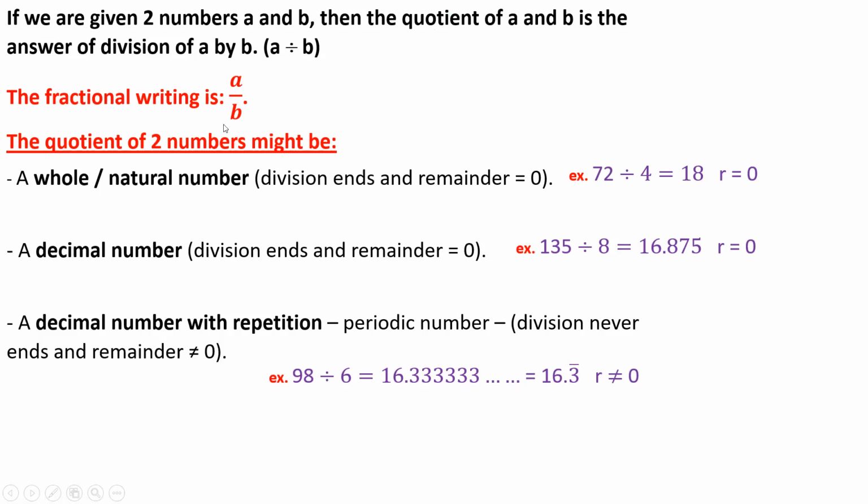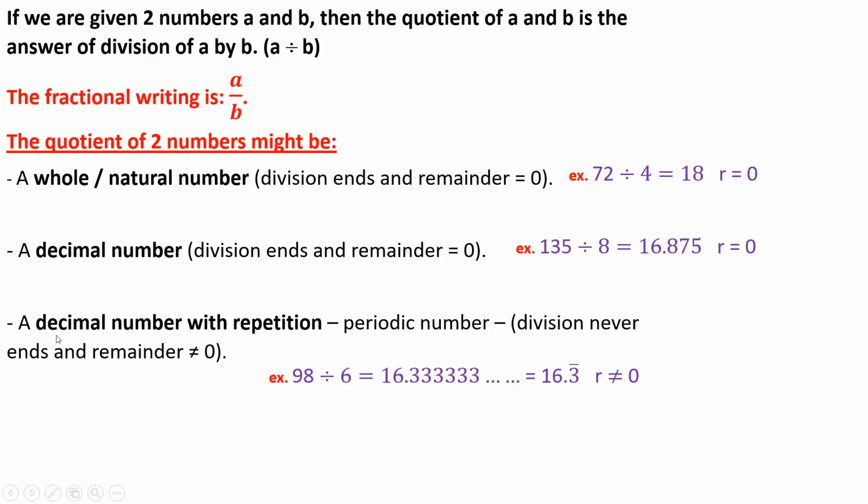So if we divide A by B, we get an answer of division, which we call the quotient. Don't forget this word. After division, the quotient of the two numbers might be, first, a whole or a natural number. The division ends and the remainder is 0. So if I divide 72 by 4, I get the quotient 18 and the remainder is 0. So 18 is a natural or a whole number. The quotient can be a decimal number. Division ends and the remainder is 0. 135 divided by 8, the quotient is 16.875 and the remainder is 0.